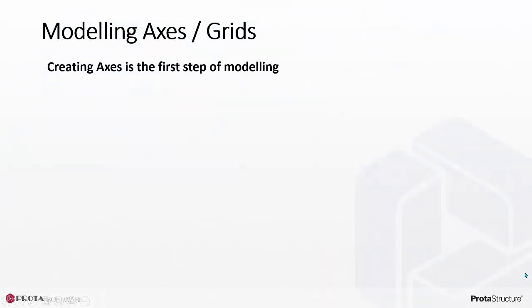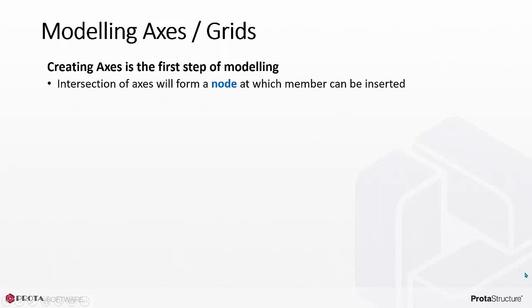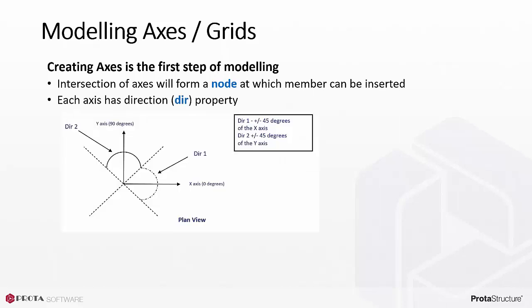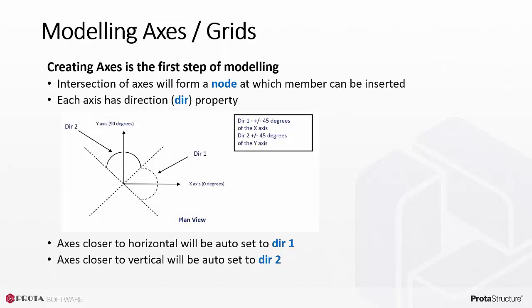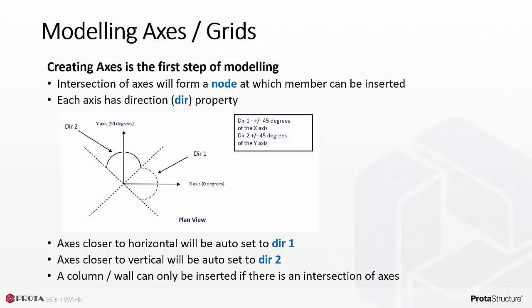Creating axes is the first step of modeling. Intersection of axes will form a node or joint, at which member can be inserted. Each axis has direction, dir, property. Axes closer to horizontal will be auto-set to direction 1. Axes closer to vertical will be auto-set to direction 2. A column or wall can only be inserted if there is an intersection of axes.